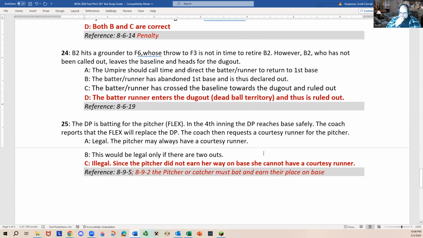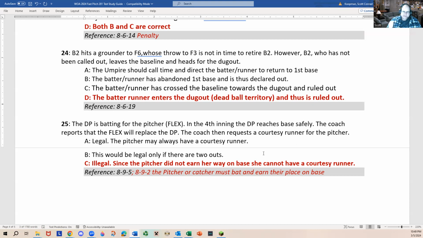Question 24. B2 hits a grounder to F6, whose throw to F3 is not in time to retire B2. In other words, B2 made it to first before the ball got there. However, B2, who has not been called out, leaves the baseline and heads for the dugout. The runner got there, but thinks they've been put out. So they pass the base, they just circle, and they head to the dugout. They think they're out. So what do you do if the player's not going to go stand on first?